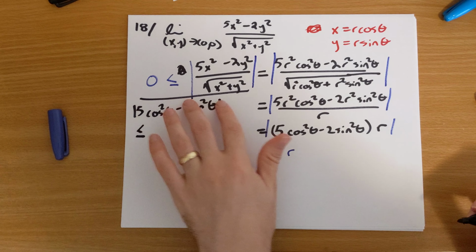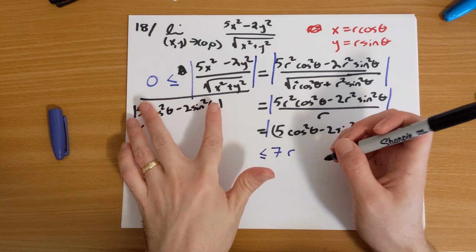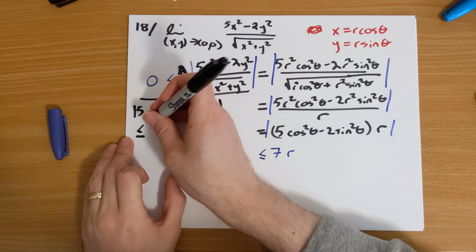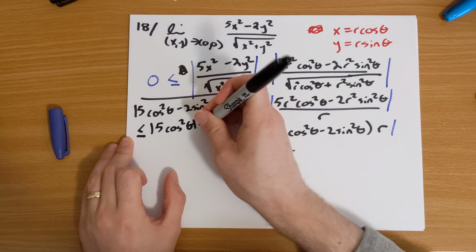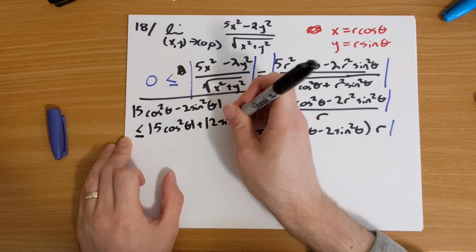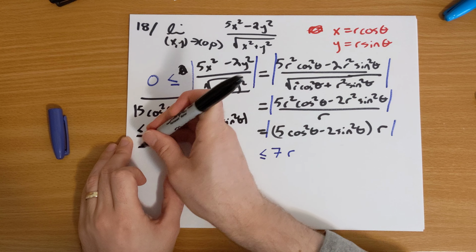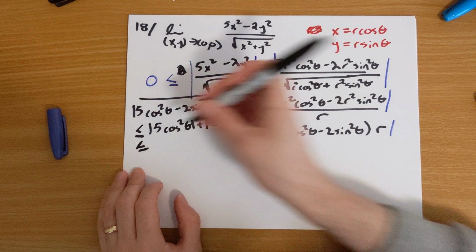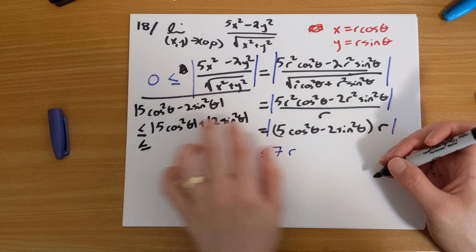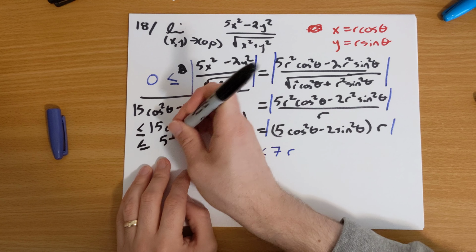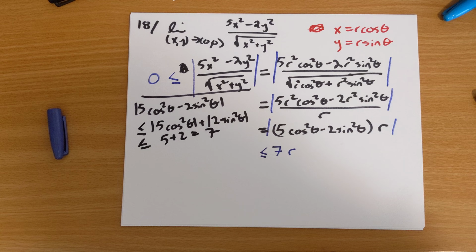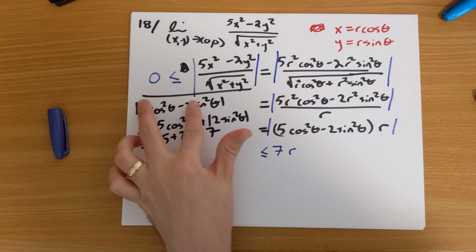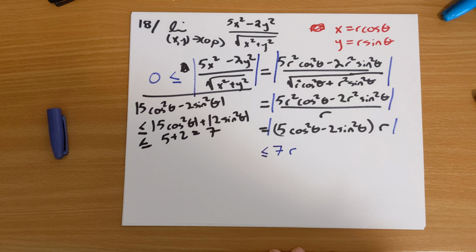How do we proceed? We can use the triangle inequality here, that the absolute value of this is at most the absolute value of 5 cosine squared theta plus the absolute value of 2 sine squared theta. And so cosine squared theta is at most 1. Sine squared theta is at most 1. 5 plus 2 is equal to 7. Now, this is a way overestimate of how big this quantity can actually be, but that's fine. We just need some upper bound on it.